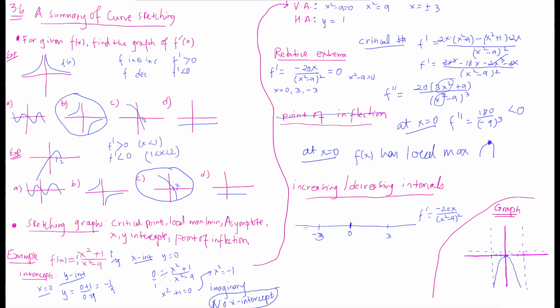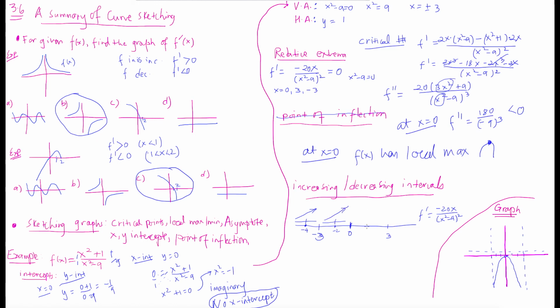Okay. If you take a test point, say -4, what do you get? You get -20 times -4, which is positive 80, over positive 1. So it will be positive, right? So basically the graph is increasing here. Let me take a test point here, say -2. If I take -2, -20 times -2 will be positive 40, and the denominator will be positive all the time. So the numerator is positive, so it is also positive.